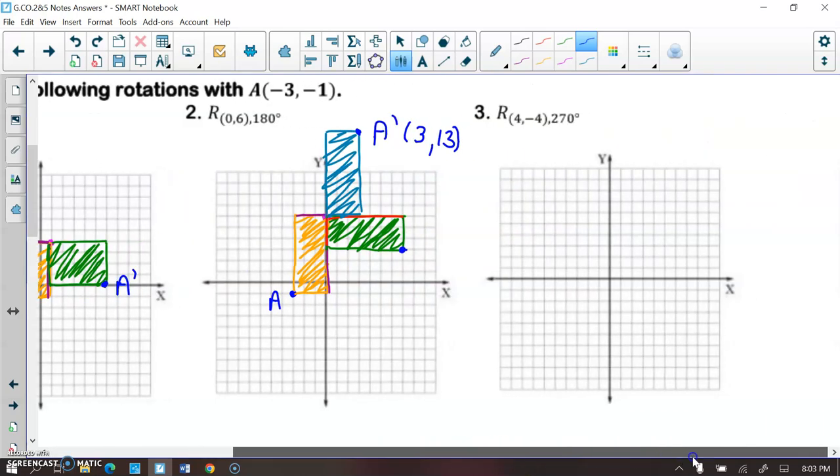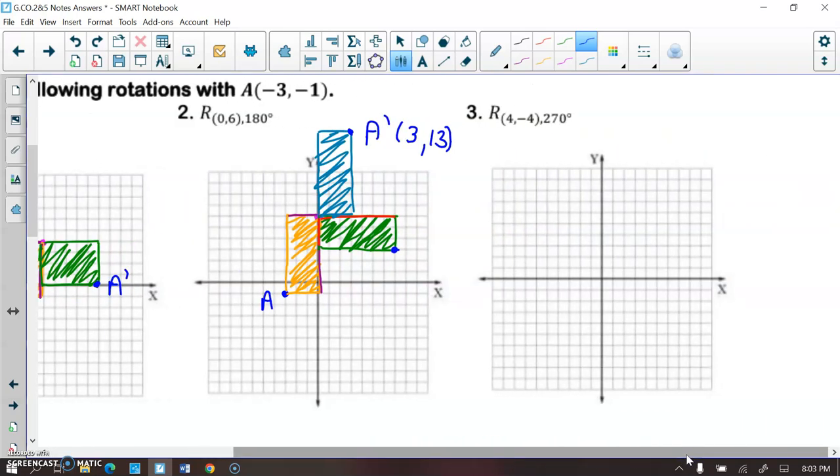All right, moving on to the next one. Point A starts at -3, -1. And then my center of rotation is 4, -4. And now I'm going to connect those 2 together with the box. And this is a 270-degree rotation, which is the same as a 90-degree clockwise rotation. So that's what I'm going to do instead.